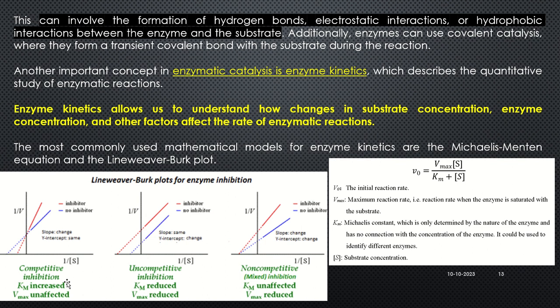In every competitive inhibition, the two conditions are Km increased and Vmax unaffected. If Vmax is reduced, two things are possible. In uncompetitive inhibition, Km is reduced. If Km is unaffected, then you will say it is non-competitive inhibition.